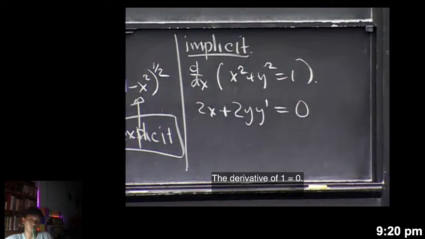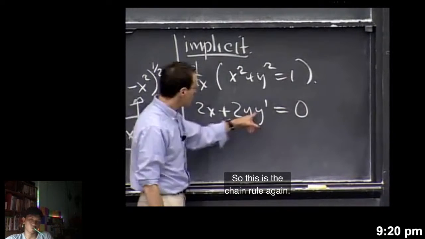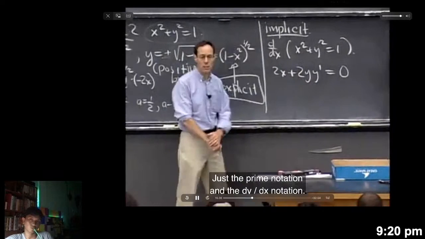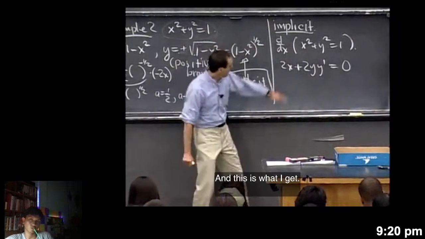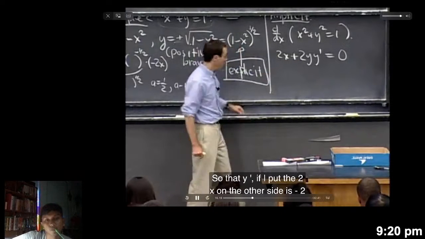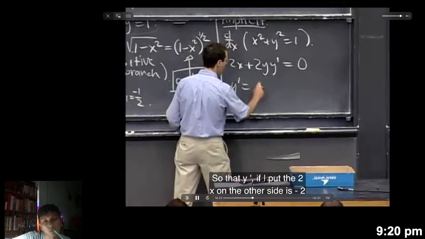All right, so this is the chain rule again. I did it a different way. I'm trying to get you used to many different notations at once. Here, but really just two, just the prime notation and the dy dx notation. And this is what I get, all right? So now, all I have to do is solve for y prime. So that y prime, if I put the 2x on the other side, is minus 2x and then divide by 2y, which is minus x over y.